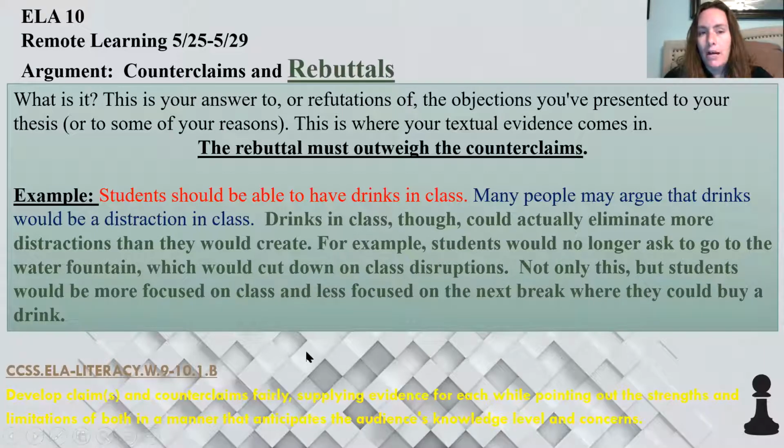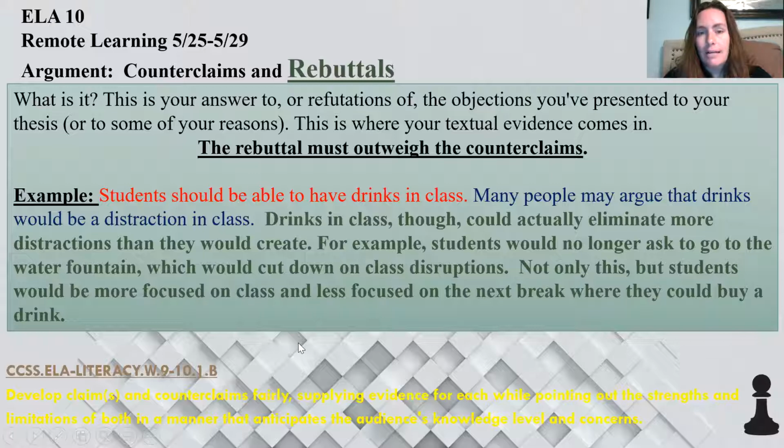Okay, so the rebuttal, I've talked about it a little bit already, but rebuttal, get it? It's the answer to or refutation of the objections you've presented to your main idea or to your reasons. This is where your textual evidence can come into play, because we will want to use evidence to support it. The rebuttal must outweigh the counterclaims. You must have a rebuttal that's stronger than the idea you mentioned from the other side, and that can be tricky.